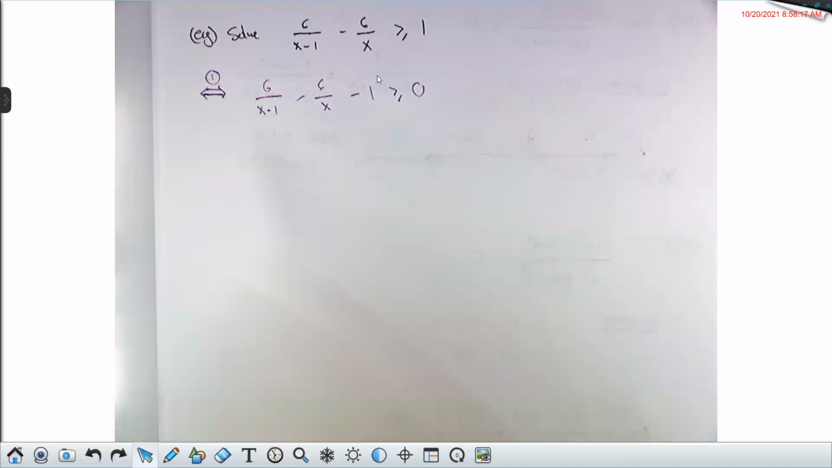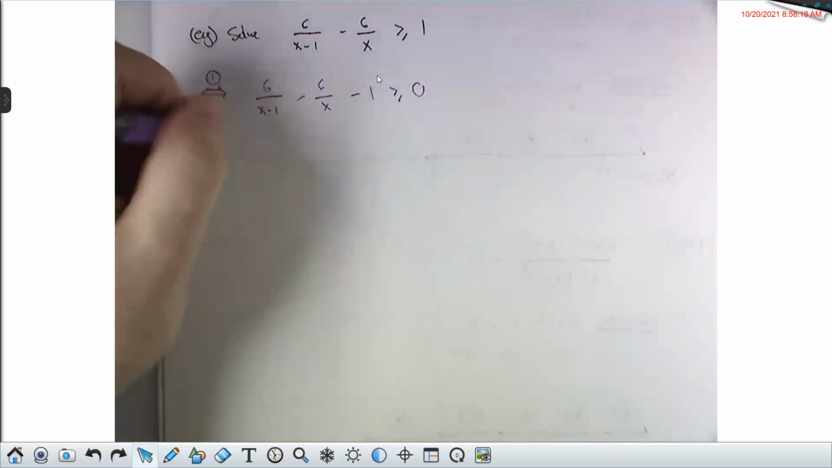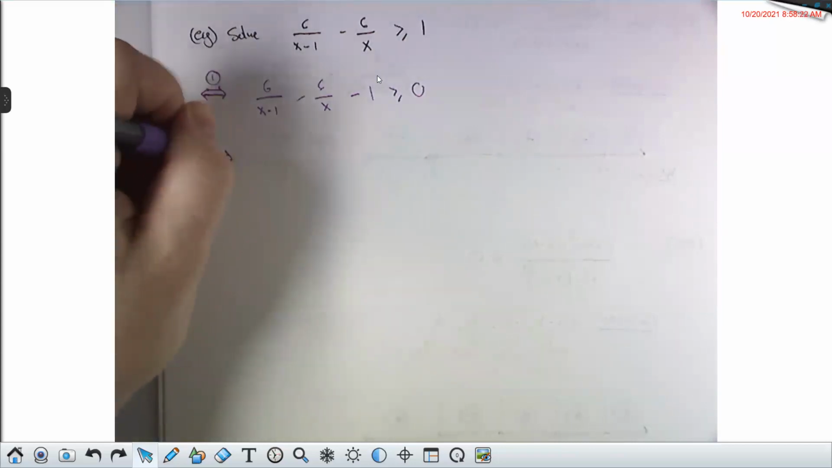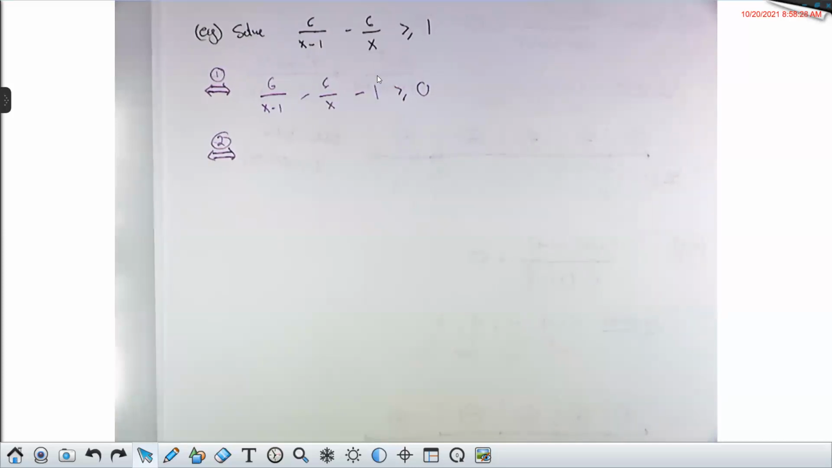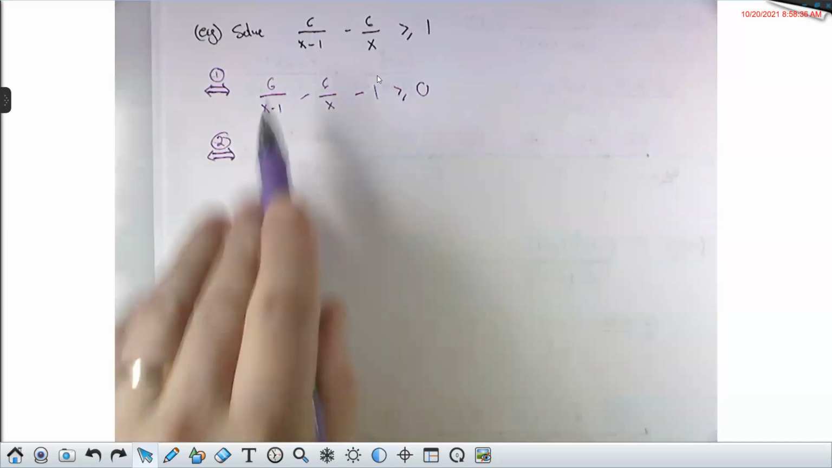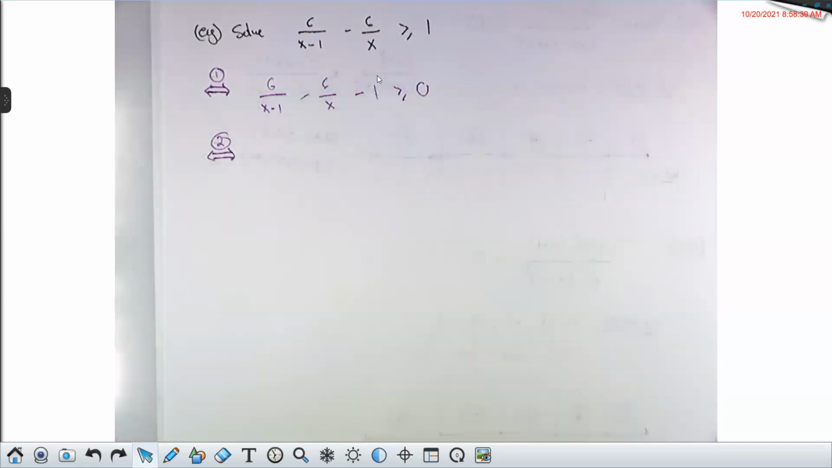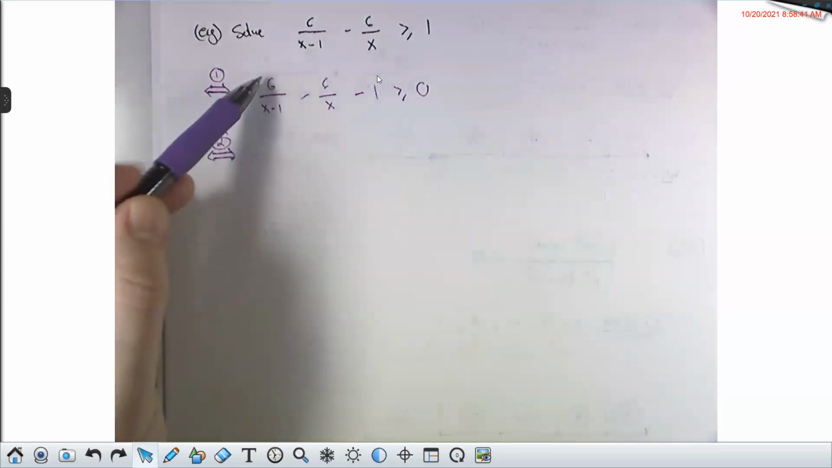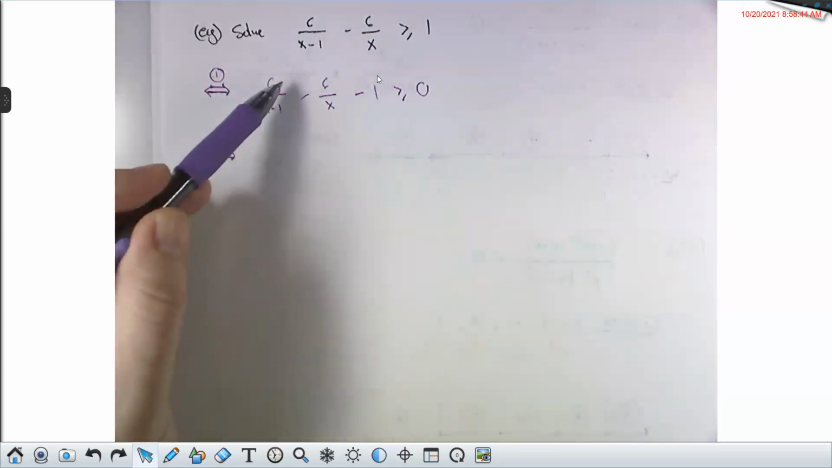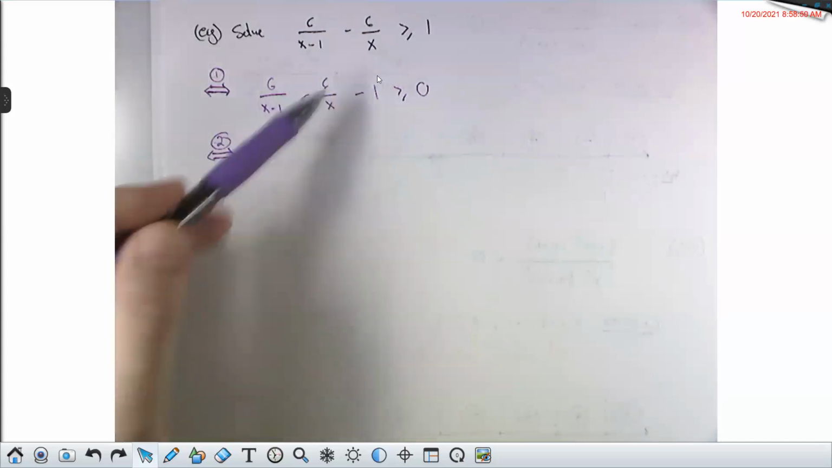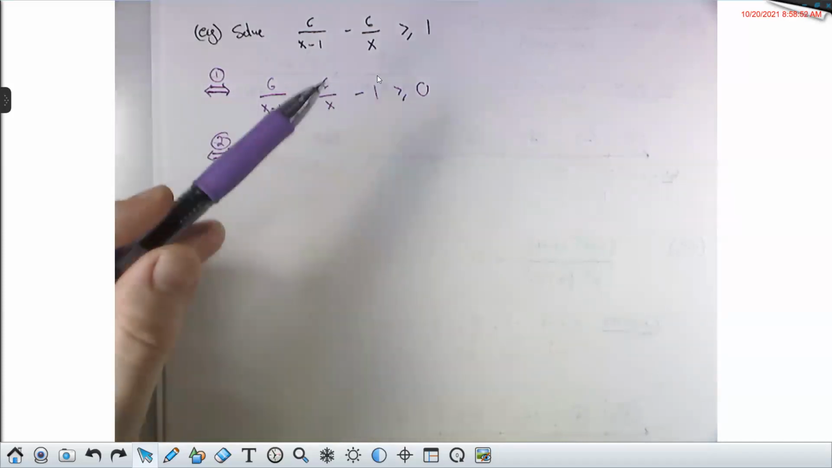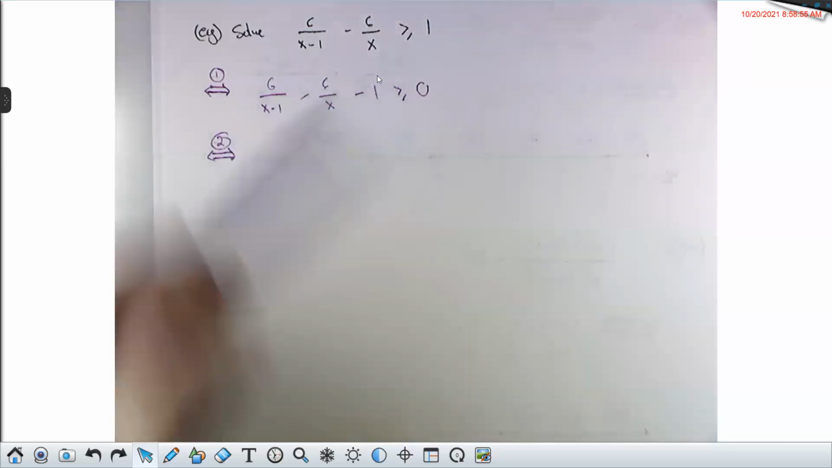And now I've got 3 pieces. They all have different denominators. So my common denominator is going to be what? x times x minus 1. Very good. So I need to rewrite each of these 3 pieces with the common denominator x times x minus 1. This piece is missing the x, so I'll multiply it top and bottom by x. This piece is missing the x minus 1, so I'll multiply top and bottom by x minus 1. And this piece is missing both, so I'll multiply here top and bottom by x times x minus 1.